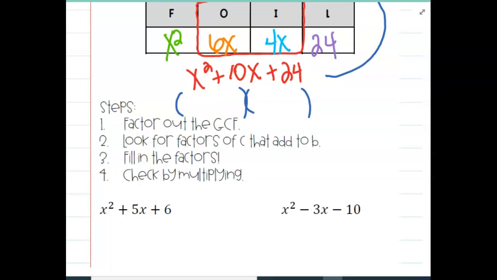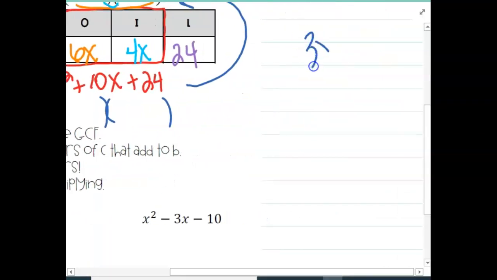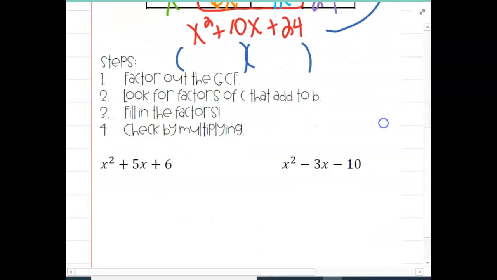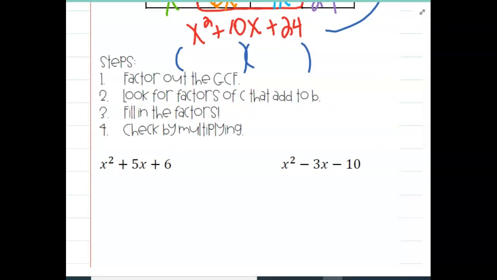Kind of like with the distributive property, right? I said if I had 3x plus 6, there's something on the outside and then something on the inside. You just have to fit together the pieces. We're doing the same thing here. I'm going to go back and forth between the foiling and the factoring a lot, because the more you understand foiling, the more you're going to understand factoring. So we're kind of visualizing here.